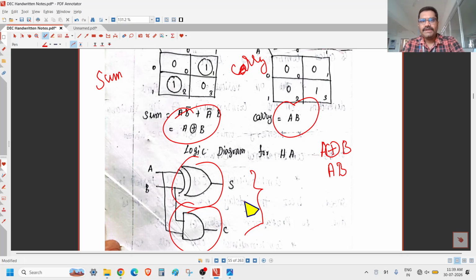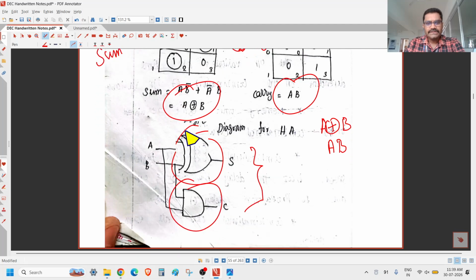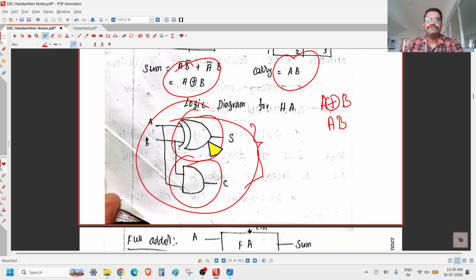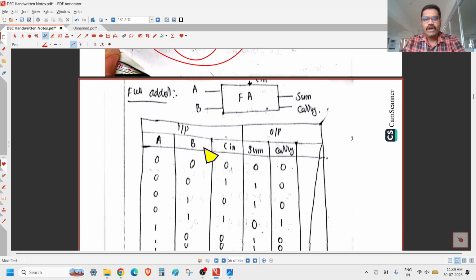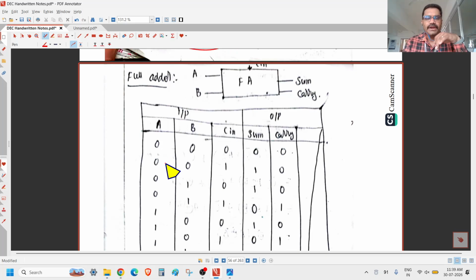Okay, so in the combinational logic circuit, whatever design you are going to do, the design starts with the block diagram and ends with the logic diagram. You can see we just started with the half adder block diagram and ended with the half adder logic diagram. So this is how we have to design the half adder, right? Okay, so the next part is we are going to design the full adder. So very simple, according to the addition rule, we are going to design the full adder also.